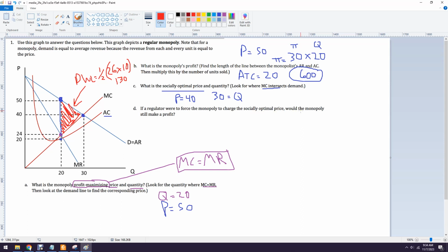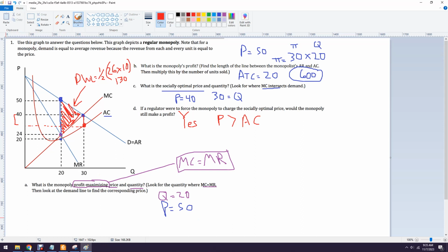And if the regulator were to force the monopolist or monopoly to charge a socially optimal price, would the monopoly still make a profit? The answer is yes, because the price is still higher than our average cost in this case. We can find that by going here and then finding average cost. So they would still make a profit based on those units. It would be the distance between here and here, we don't know what that is, multiplied by that quantity, so we make a profit.